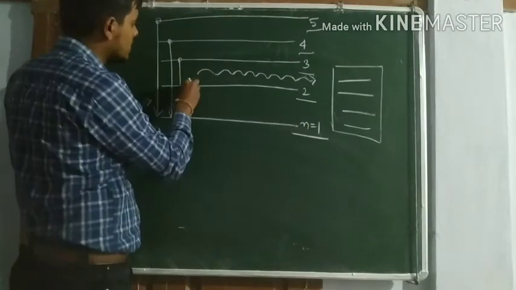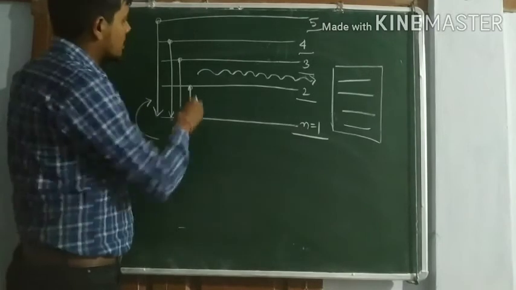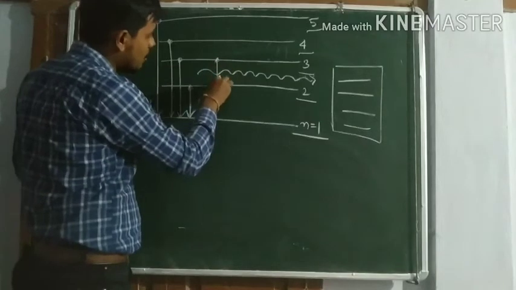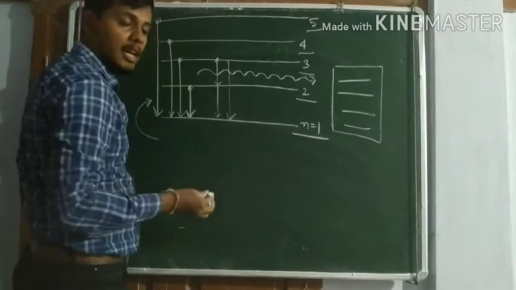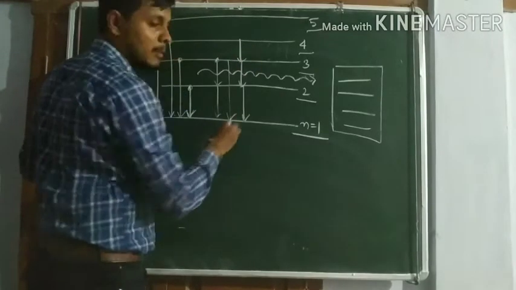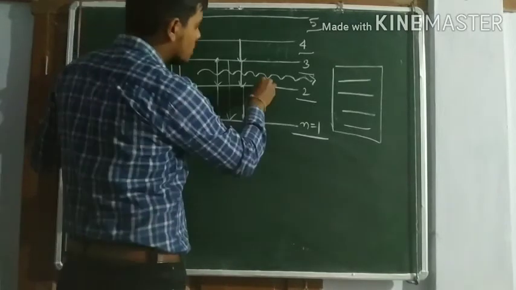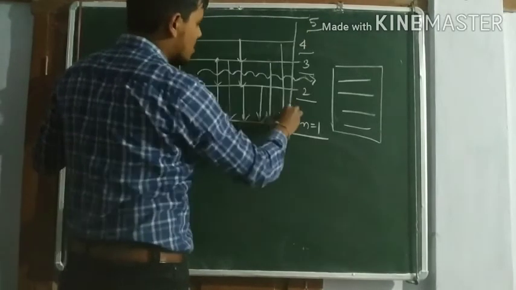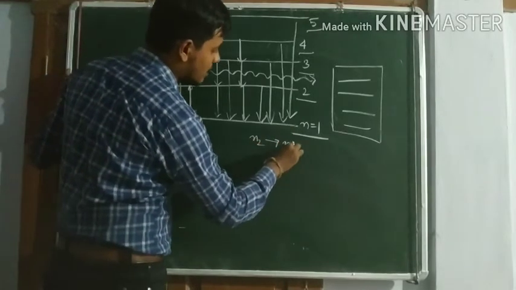Now if 2 is the excited state, the electron can come directly from 2 to 1, there is no other probability. If the electron is at 3, it can come from 3 to 2 and then from 2 to 1, or directly from 3 to 1. Again, if it is at 4, it can come from 4 to 3, 3 to 2, and 2 to 1. Okay, that means there is a probability that it comes from 2 to 1, 3 to 1, 4 to 1 or 5 to 1. That means n2 to n1 equals 1.